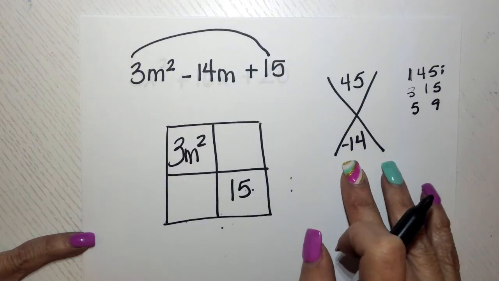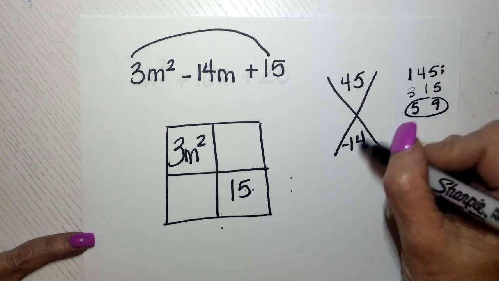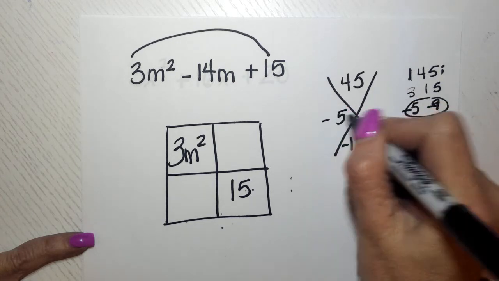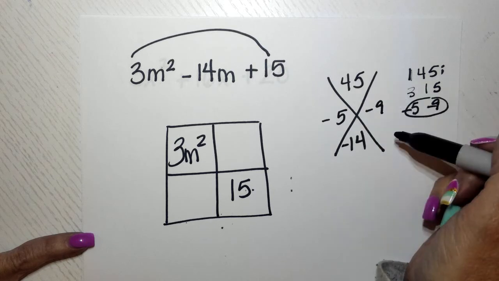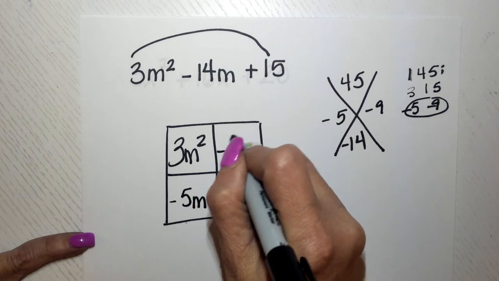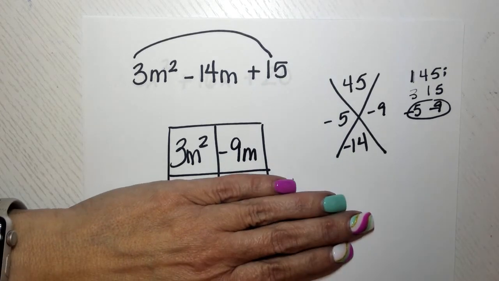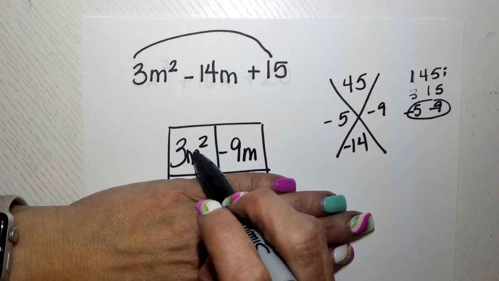I need to add up to a -14. The only way to get there is going to be 9 times 5. It's -14, so they're going to both have to be negative, -5 and -9. And when I multiply, it will give me a positive 45. So -5m and -9m.